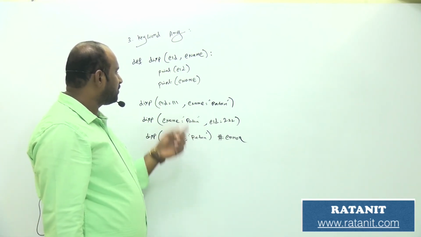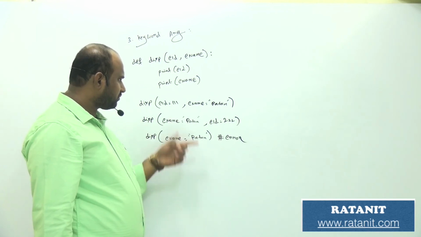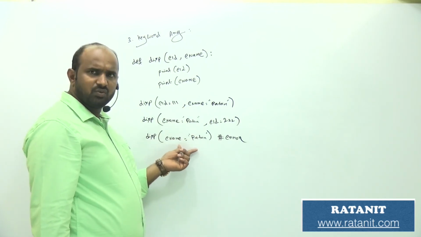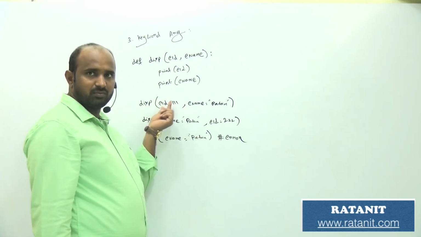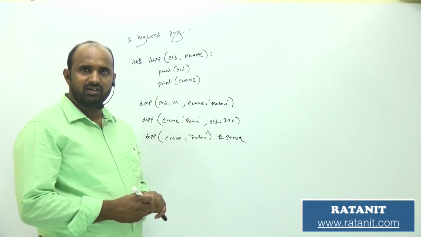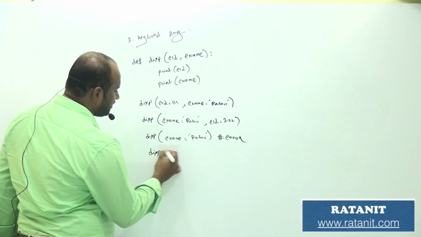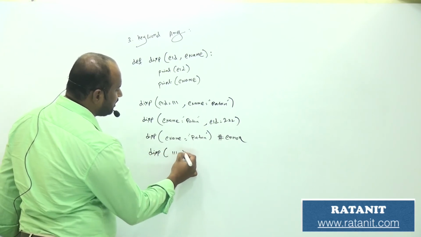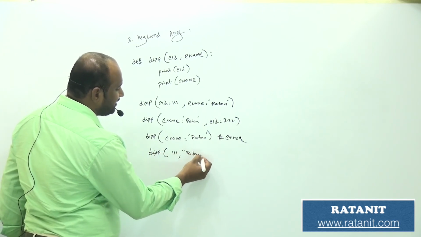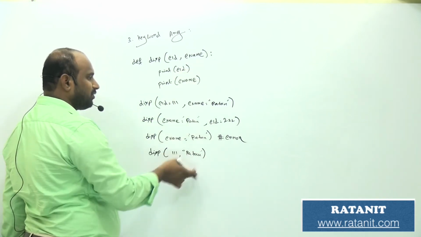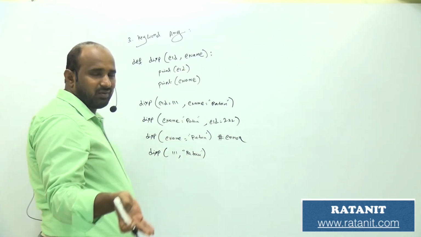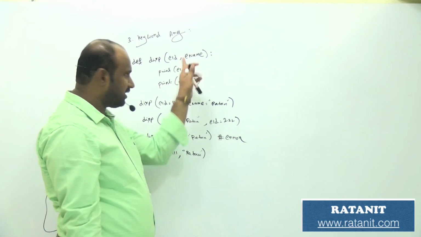Keyword argument means while calling the function, we have to use that keyword name. Employee ID equal to 111, ename equal to Ratan, right? For example, here I would like to call 111 and within the double quotes Ratan. This is just like what? The second type. What is the second type? Required argument, right? This is a required argument type.